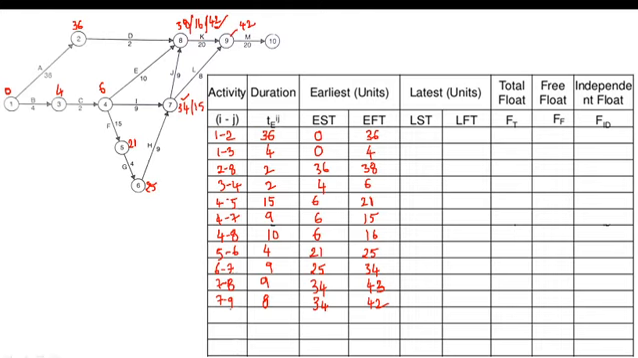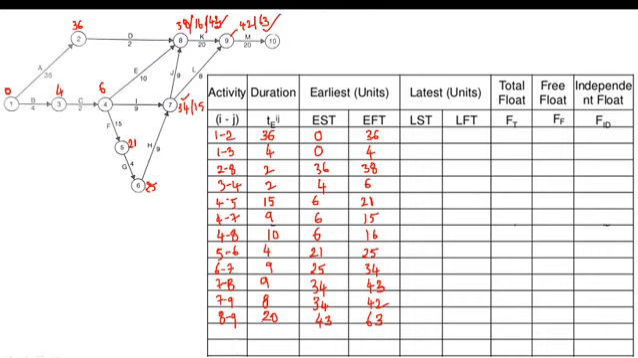If we consider our activity 8 to 9, what is the earliest starting time? 43 is the starting time. What is the duration? 8 to 9 duration is 20 days. Earliest starting time is 43. 43 plus 20, how much is it? 63. We will get the value as 63. So here one more value we have got as 63. Which value will we choose? We will choose the maximum value, 63.